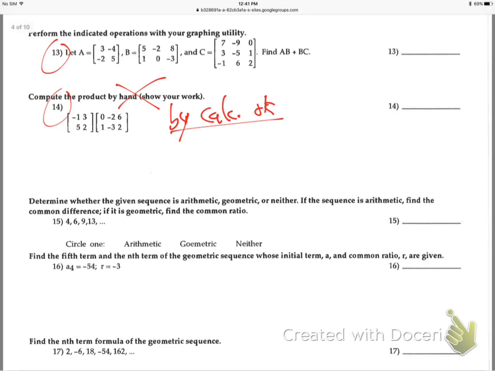15, determine whether the given sequence is arithmetic or geometric. How do you look at this? It adds 2, adds 3, adds 4. It's adding a different number every time, huh? It's not adding the same number every time.